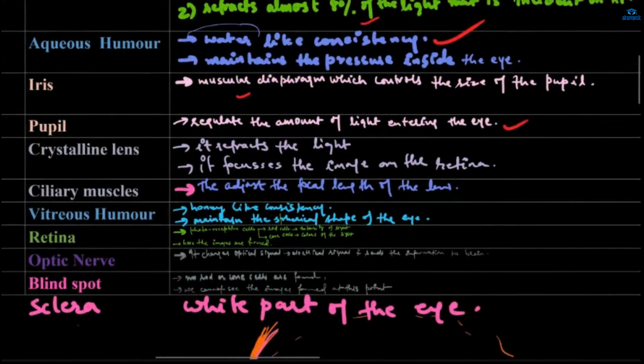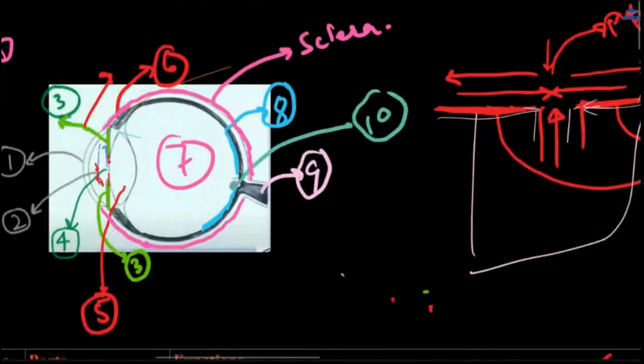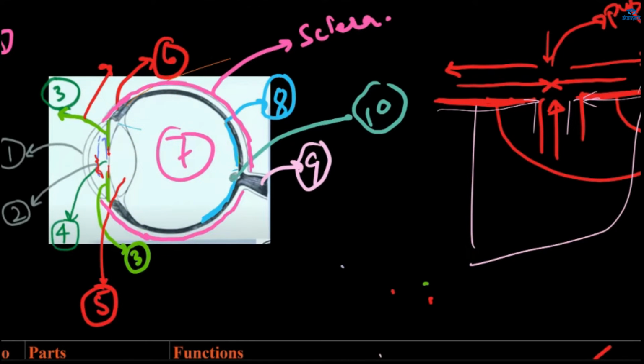Okay. Crystalline lens, it refracts the light. It focuses the image on the retina. This is our crystalline lens. It focuses the image on the retina. This is our retina, the blue part, the eighth part.